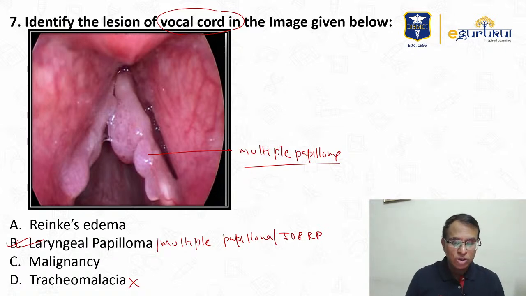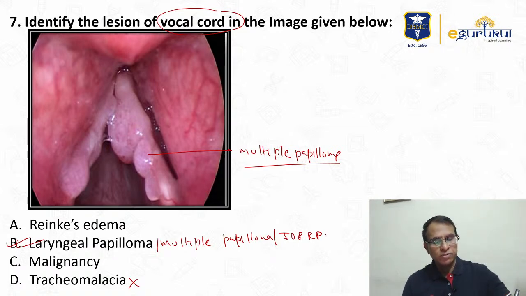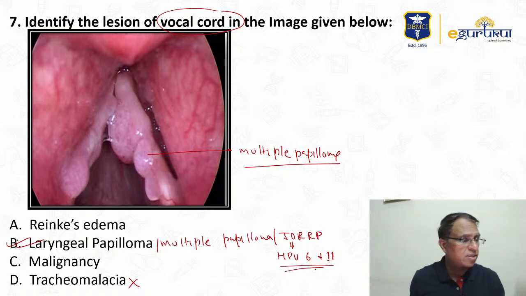JORRP stands for juvenile onset recurrent respiratory papillomatosis. The most important question from this disease that they ask in the exam is which virus, human papilloma virus 6 and 11. This is the most popular question they ask you from this disease. Which virus causes this disease?